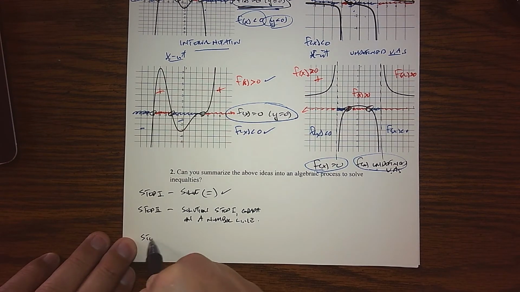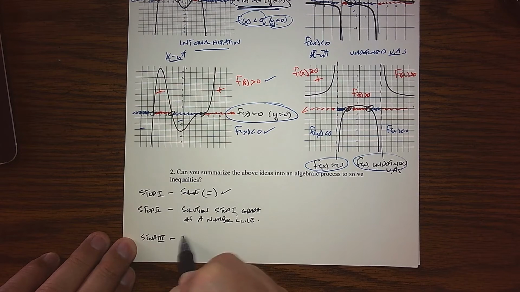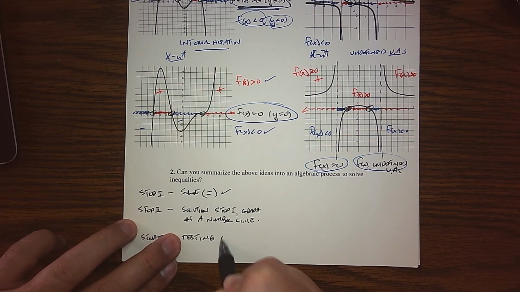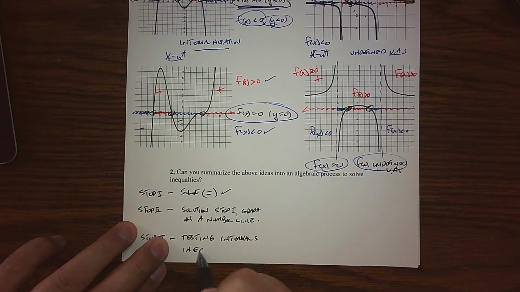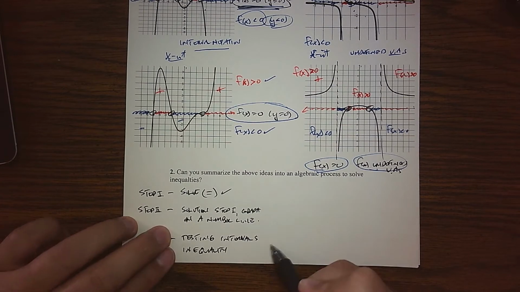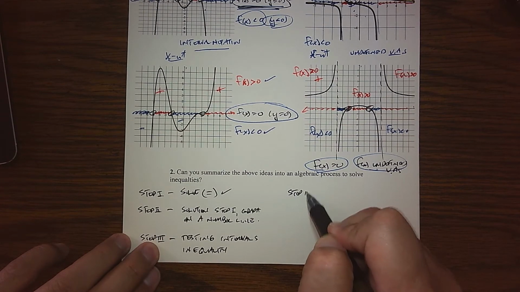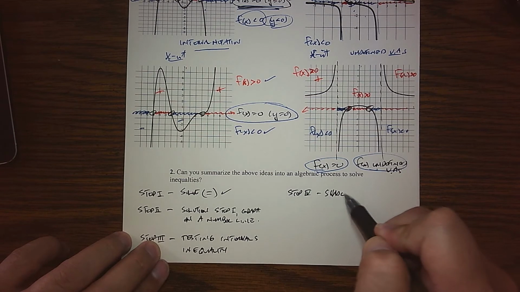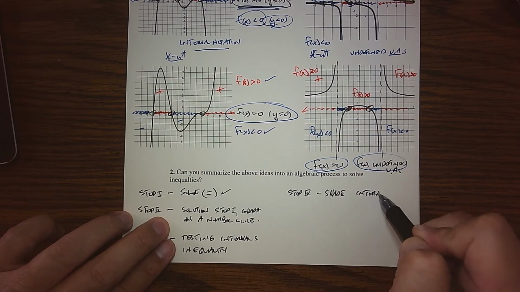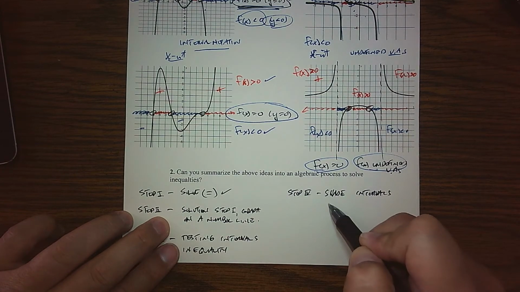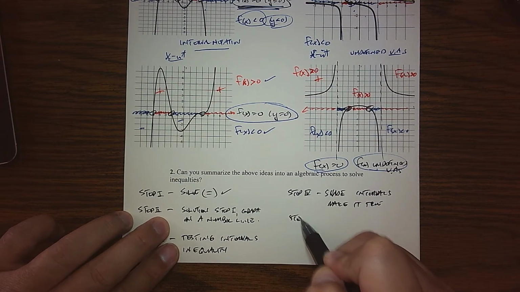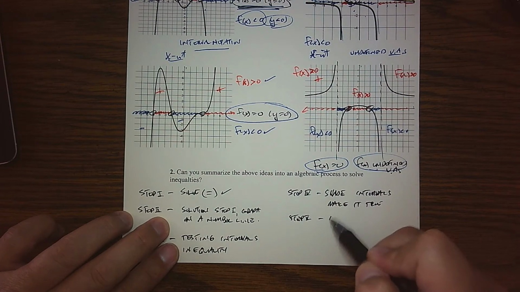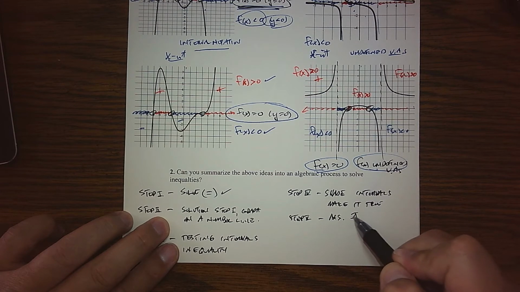And then step 3, what we're going to start doing is testing intervals in the inequality. All right, and then step 4 is we shade the intervals that make it true. And then step 5, I usually like answers. We're going to write our answer. We should see our answer, and we're going to put it in interval notation.